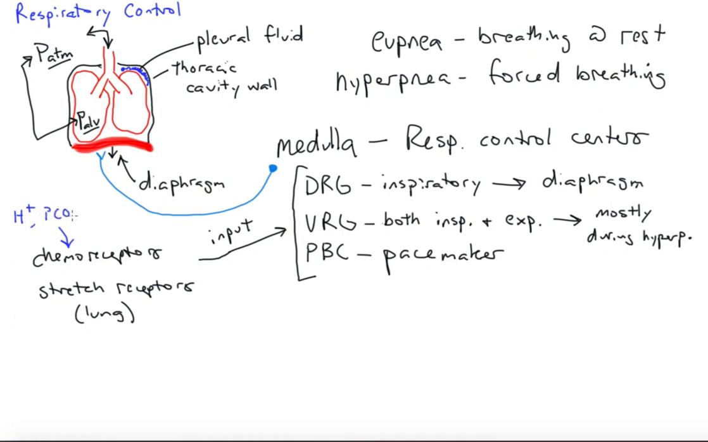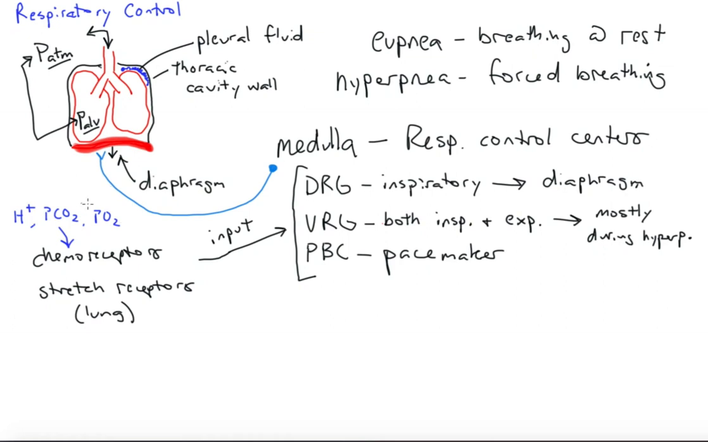PCO2, or the partial pressure of carbon dioxide, and PO2, the amount of oxygen. What you might find interesting is that we would think breathing should be controlled by the amount of oxygen we have in our blood, or in our brain tissues, right? And that's true, but remember, breathing serves multiple functions. Breathing not only brings oxygen in, but it expels CO2.